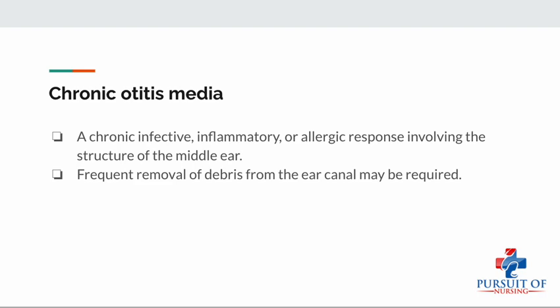Chronic otitis media. Anytime a patient presents with acute otitis media caused by a bacterial infection, it is very important to closely monitor that patient for improvement, because oftentimes bacterial organisms may be resistant to certain antibiotics, and then this leads to chronic otitis media, which is just chronic infective, inflammatory, or can be an allergic response involving the structures of the middle ear. So it can also involve frequent removal of debris from the ear canal. Treatment may include a mastoidectomy.